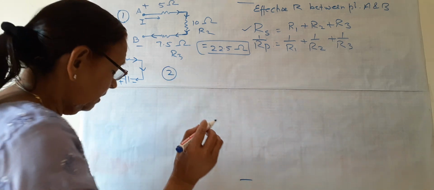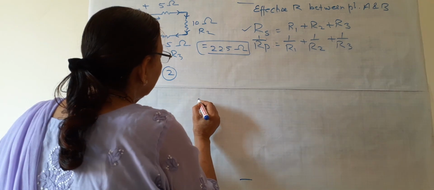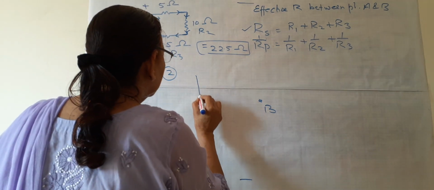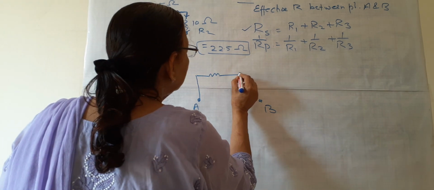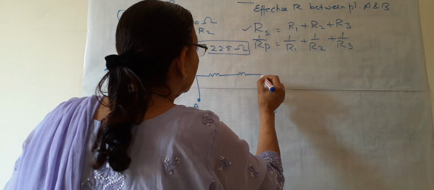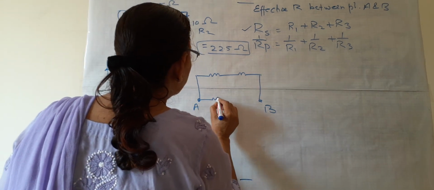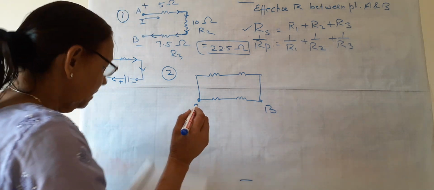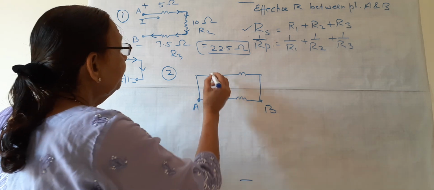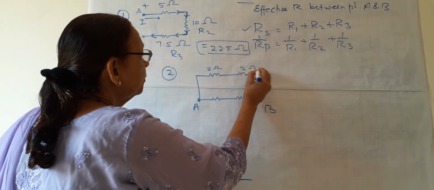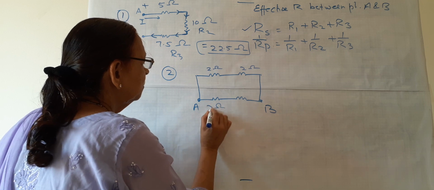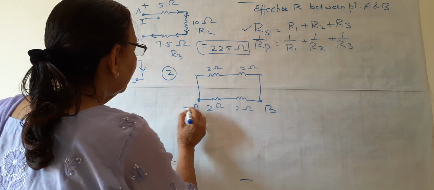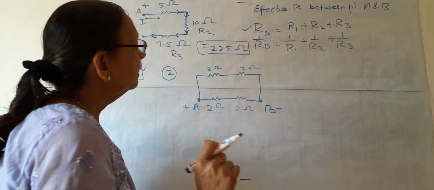The second, now you will understand. Again, suppose this is A point and this is the B point. The current starts from here. 1, 2 resistors are there and 2 are here. So now what will happen? Suppose all are of 2 ohm. 2 ohm, 2 ohm, 2 ohm and 2 ohm. All are of 2 ohm. This is point A. Suppose this is positive and this is negative.